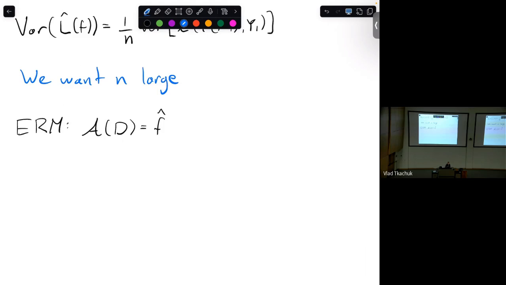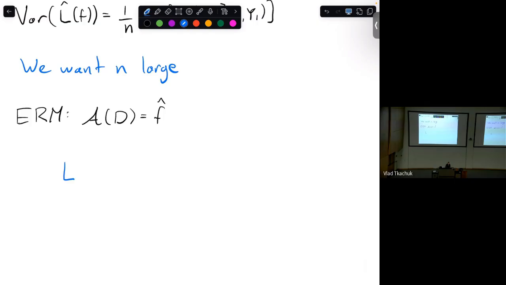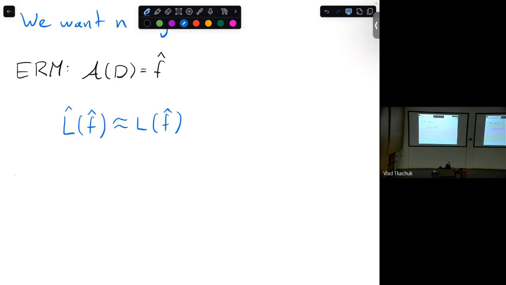Okay, so you have this ERM thing, and roughly speaking, the question was something like: if I have L hat of this F hat, which now depends on the data, is that really so close to L of F hat, the true expected thing, in the same way as above? And the answer is, it will depend on two things, and I'll give you some intuition on why.